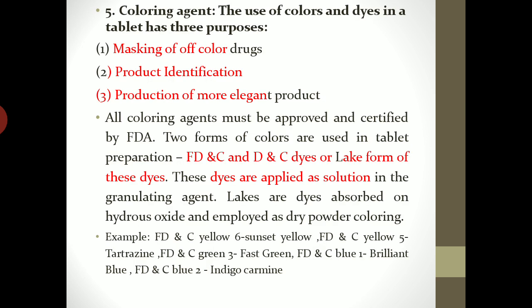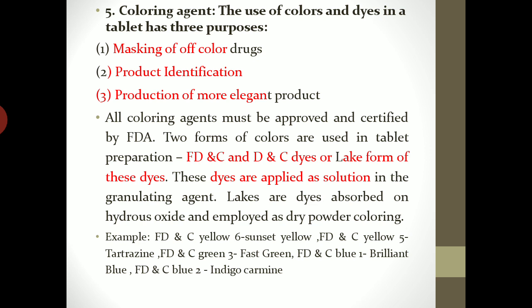Next type of excipient is coloring agent. They are added in tablets for three main reasons. First is masking of the color of the drug. If the drug itself is colored, it will form a mottled appearance on the surface of the tablet. That means there will be color deviation on the surface of the tablet. To mask that deviation of color, coloring agents are used.